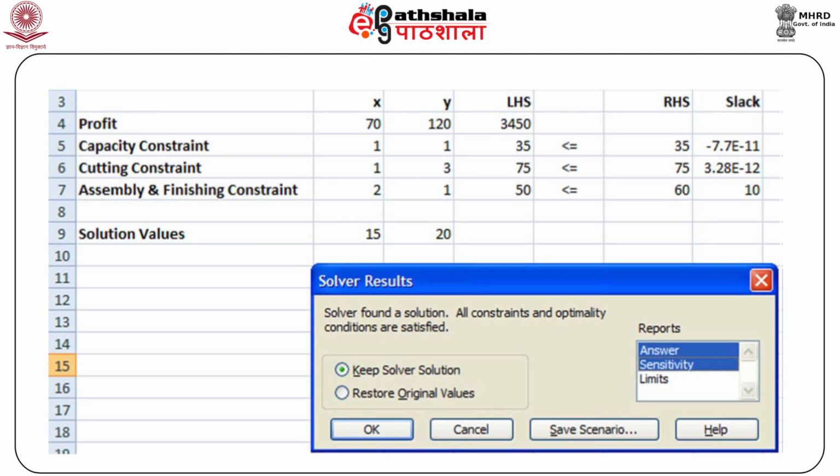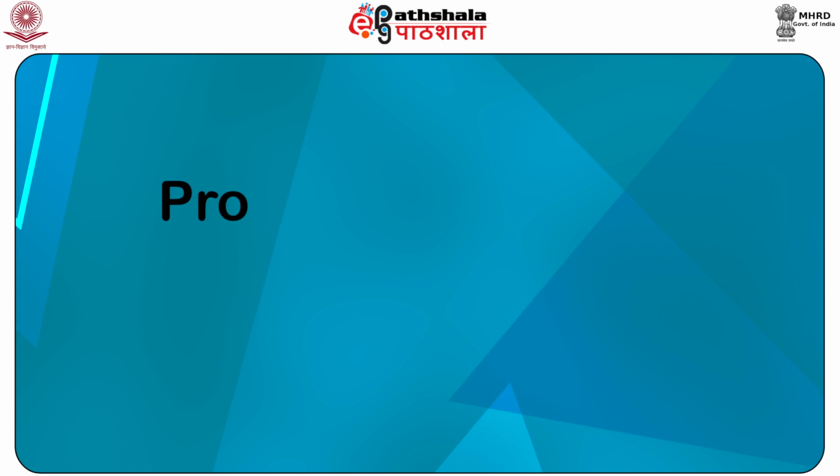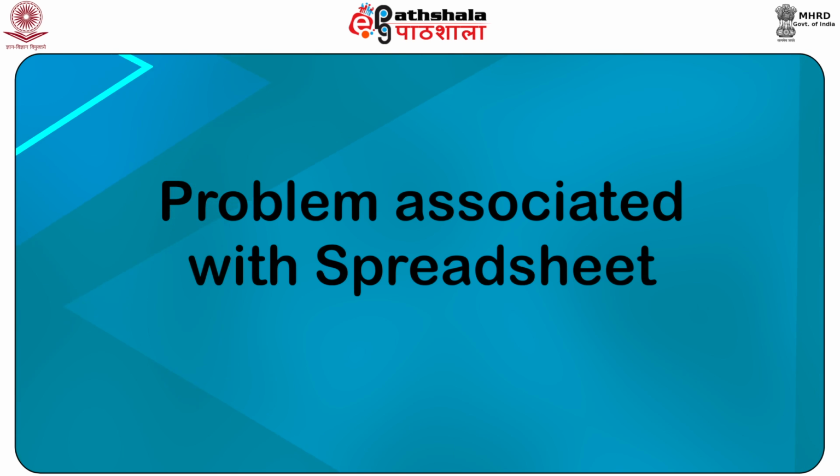Highlight the answer and sensitivity reports and click on the OK button. Two new sheets will be created in your Excel workspace, Answer Report and Sensitivity Report. You can click on the tab for either of these reports at the bottom of the Excel window to view them. Next, we shall understand loose ends or problems associated with the spreadsheet.